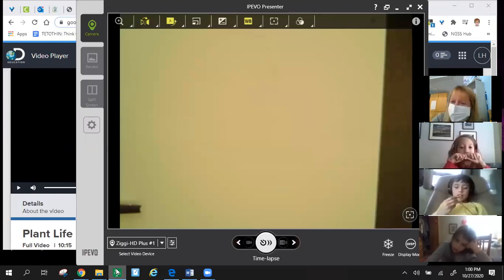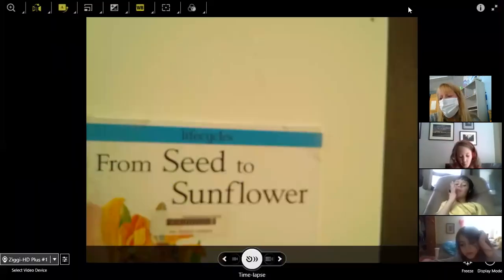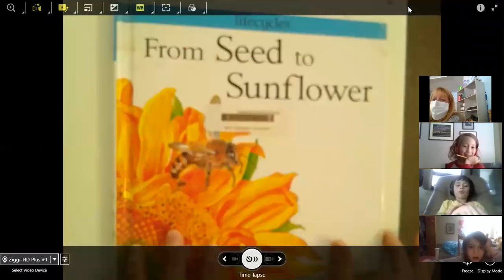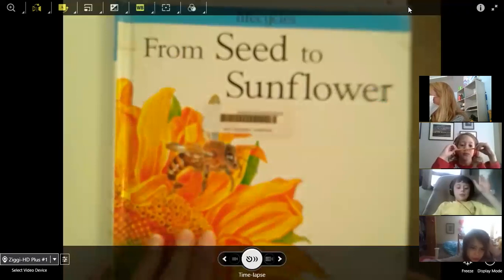It's called From Seed to Sunflower. And this is a great book about the sunflower's life cycle. I know there are some people in Colorado that grow sunflowers. You might be one of them. Does anybody grow sunflowers in their garden?